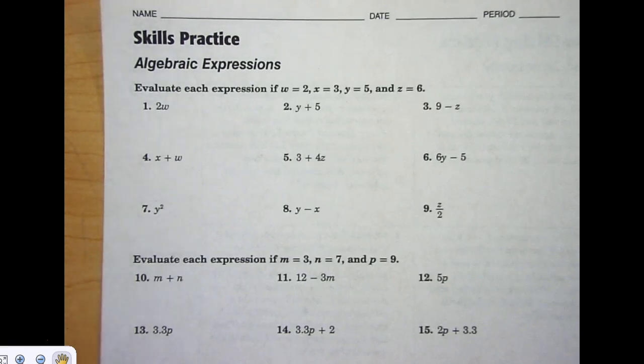Algebraic expressions. Dominic, are you with us? Are you sure you're with us? Because I've moved over to this.